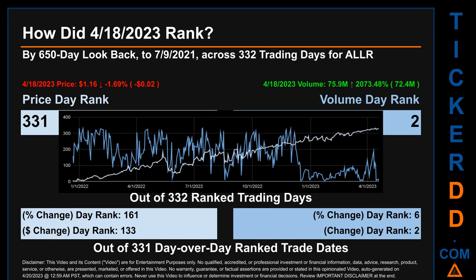The line graph overlays price and volume's daily ranking, as shown respectively in light versus dark blue, across those target days' trading days. In this view, essentially the dips are good whereas the spikes are bad. The price's day-over-day percentage change, dropping minus 1.69% on April 18, 2023, had a day rank of 161 while its dollar difference of minus 2 cents had a rank of 133 when compared day over day across 331 trading days. Volume's percentage change and difference were ranked respectively at 6 and 2.